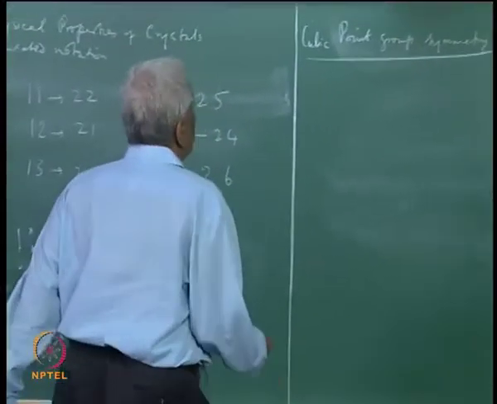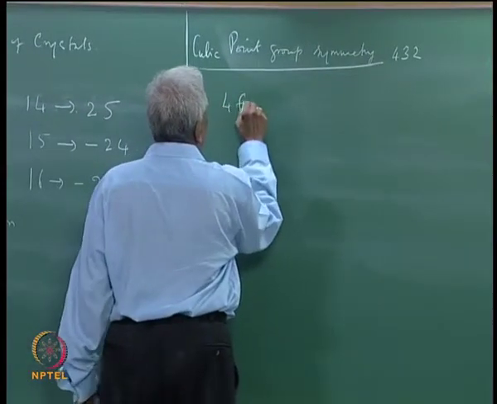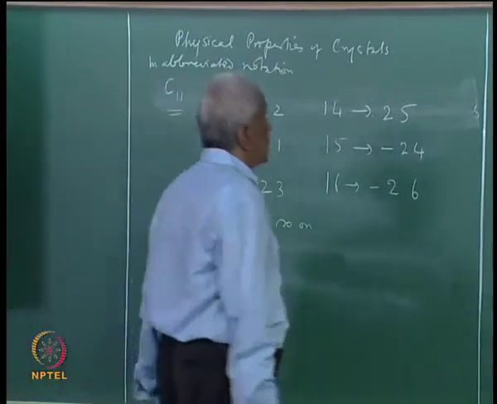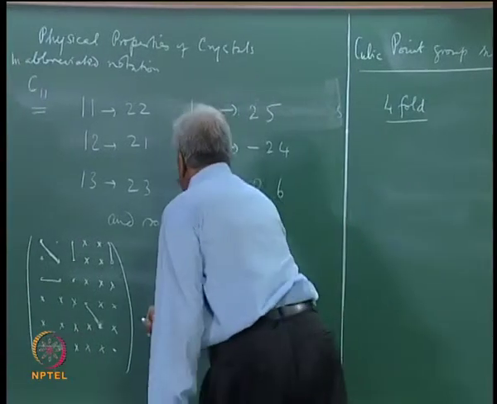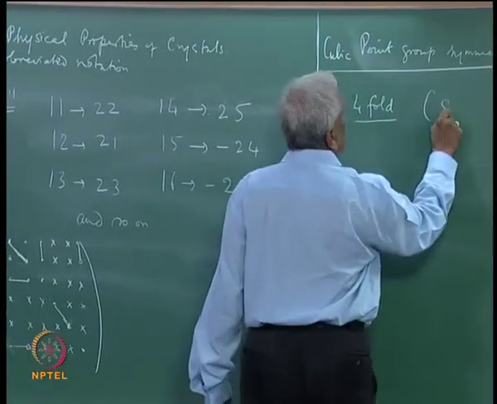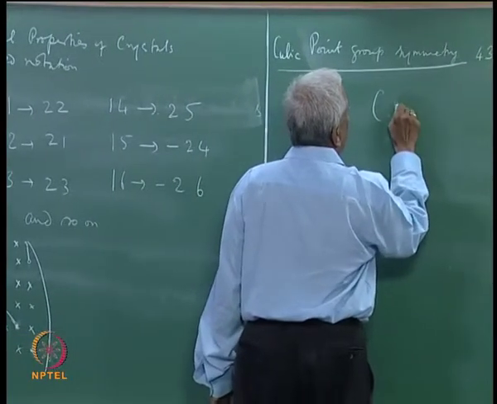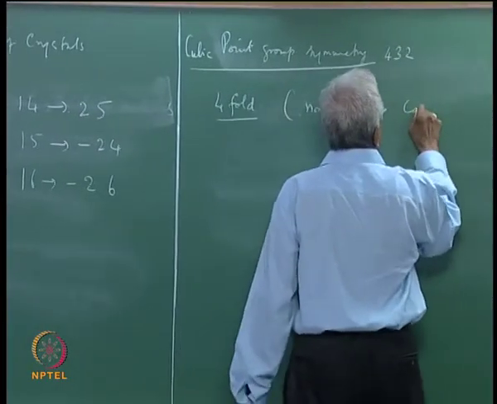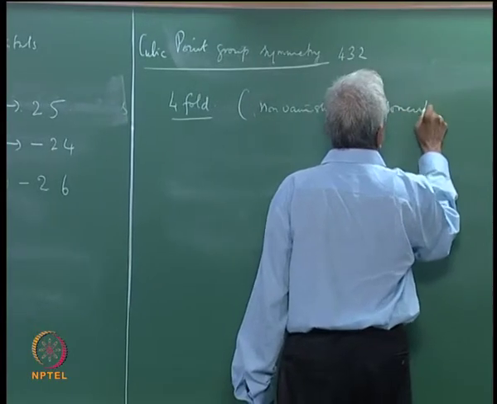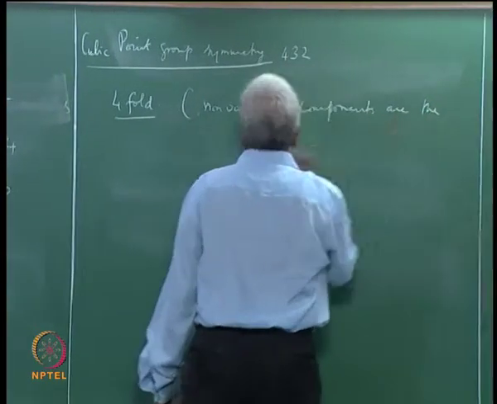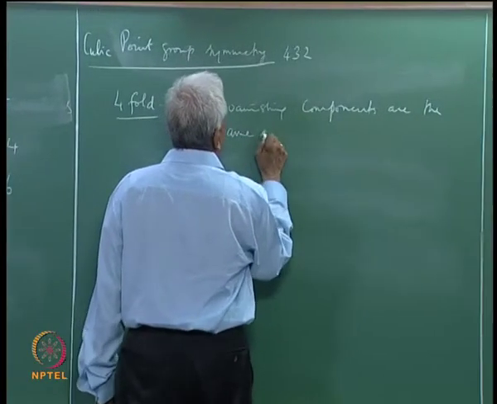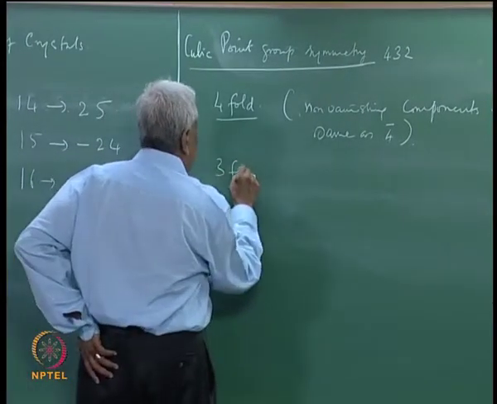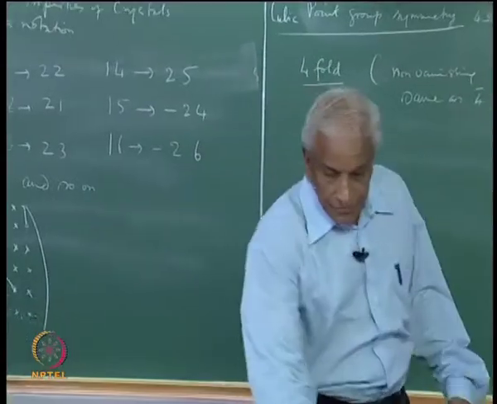By the same procedure, we have a four-fold axis now instead of a 4 bar, and by following the same procedure, it is very easy to check that the number of non-vanishing components for just 4 symmetry is the same as for 4 bar. But then in addition we have a 3-fold symmetry. So, we will consider the result of this.